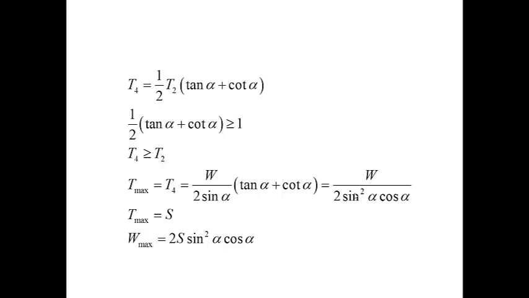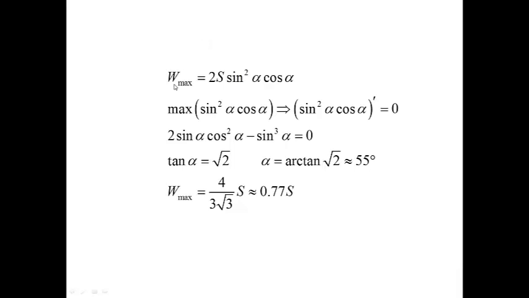Now I will say that the maximum load that the assembly can support can be found from the condition that the maximum tension is equal to S, the strength of the cable. And therefore, if I combine this expression and this expression, I will get that for a given angle alpha, the maximum weight that can be supported by the assembly is equal to 2S sine square alpha cos alpha.